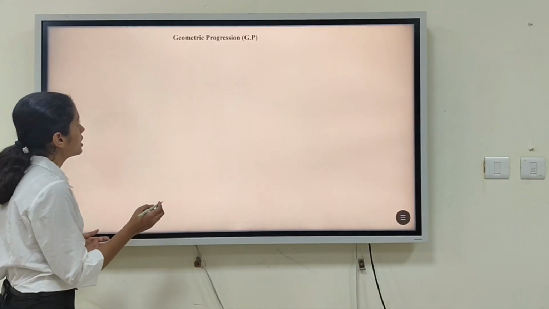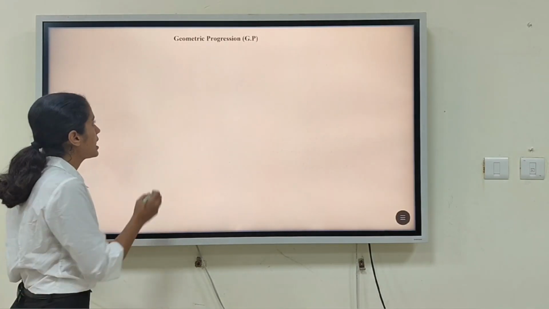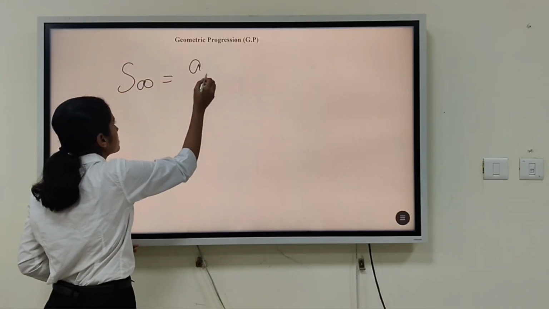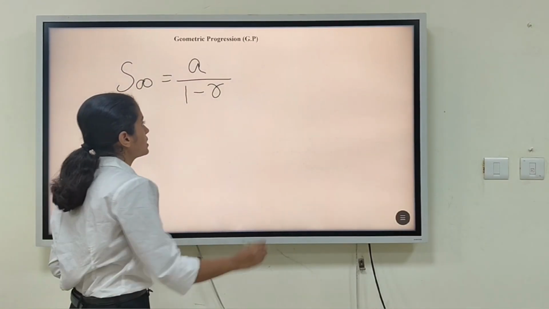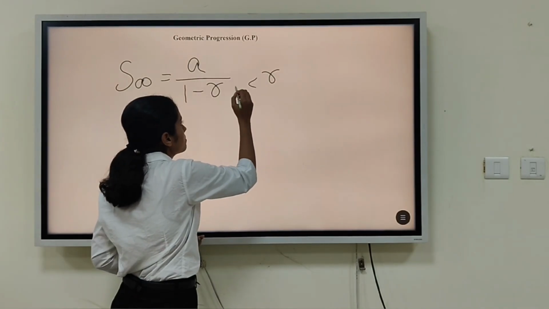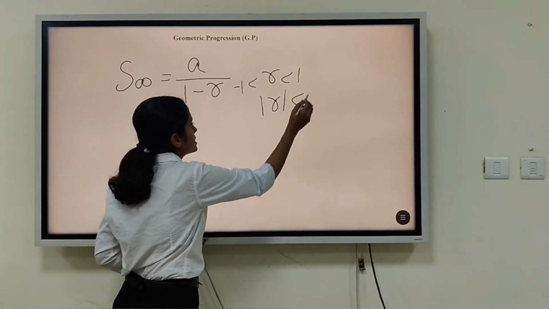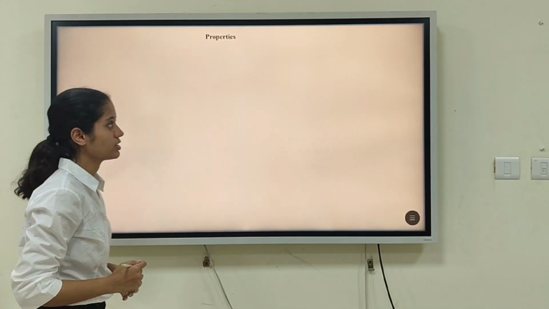There is another formula that if in a geometric progression we have infinite terms, at that time we can find the sum of its infinite terms by this formula, A upon 1 minus R. Here the range of R is minus 1 to 1, or simply we can say mod of R is less than 1. Now let's see the properties of geometric progression.